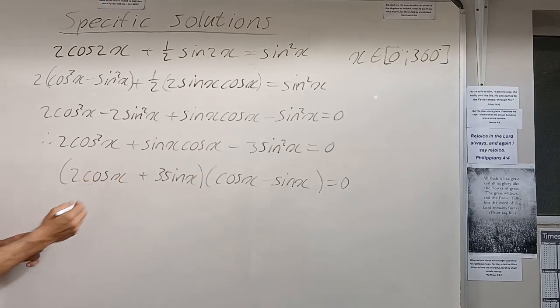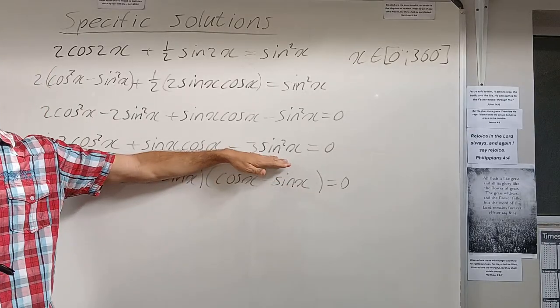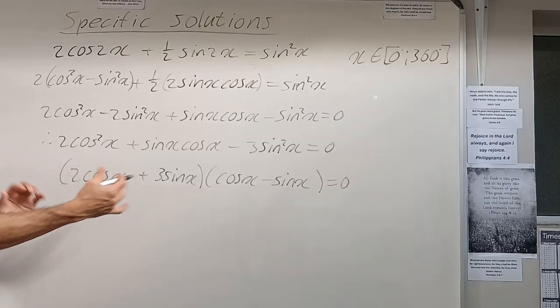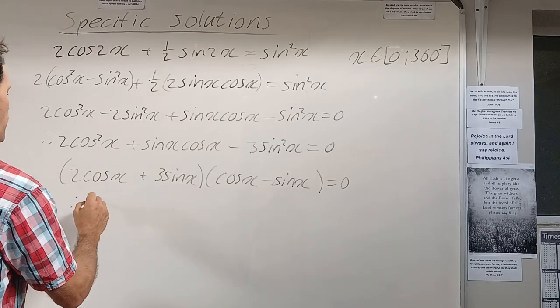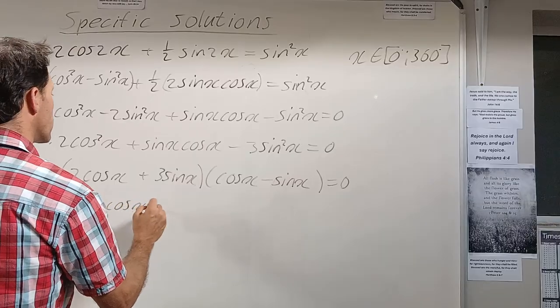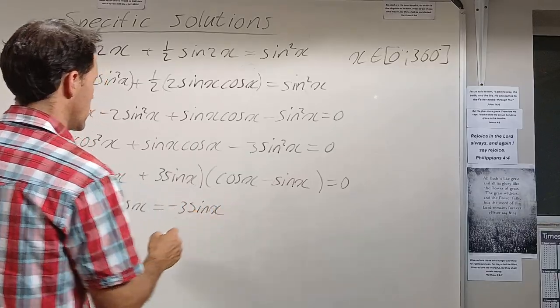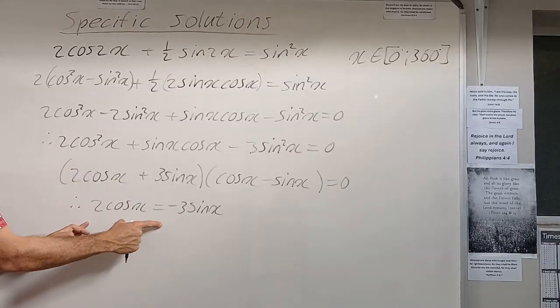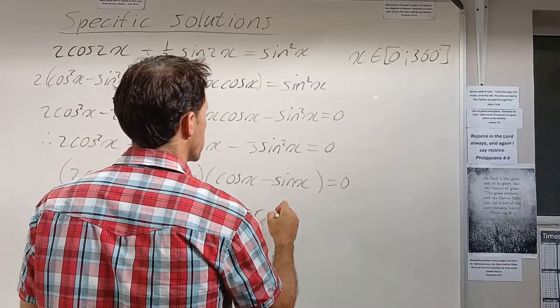Okay, so we factorized. We found the right combination. It has to be plus 3 and minus 1 to get the negative 3 sin. So it is a trinomial, we just use the brackets. Therefore, we can say put 2 cos x equal to negative 3 sin x, with this bracket. With this one, you can say, or put the cos x equal to sin x.